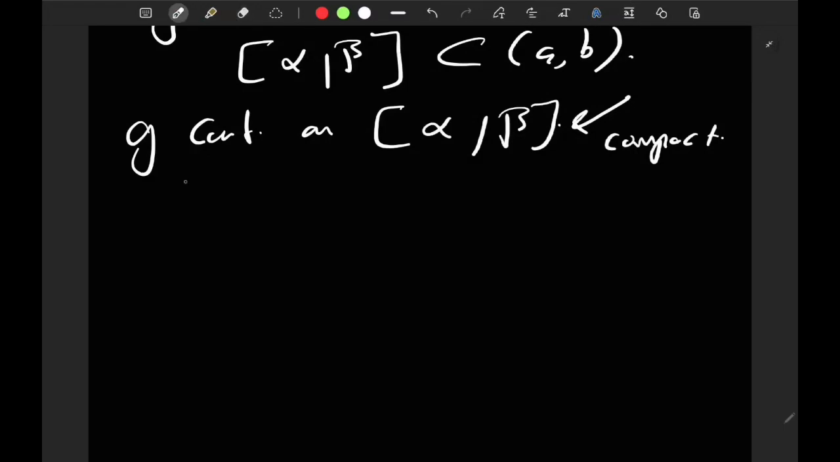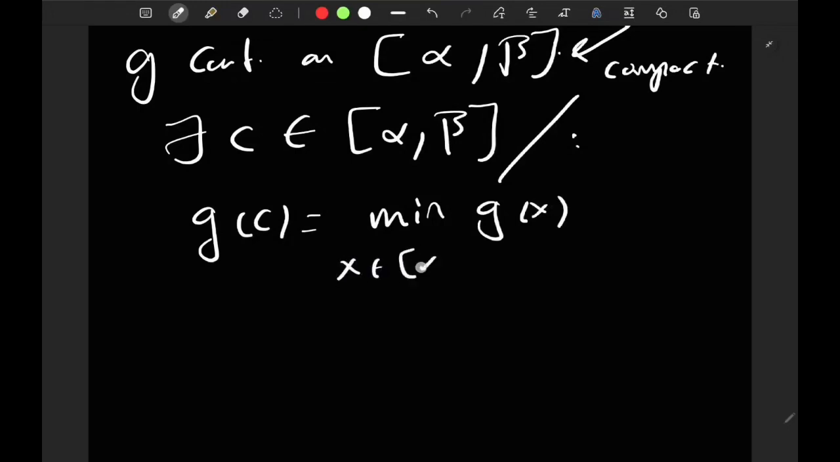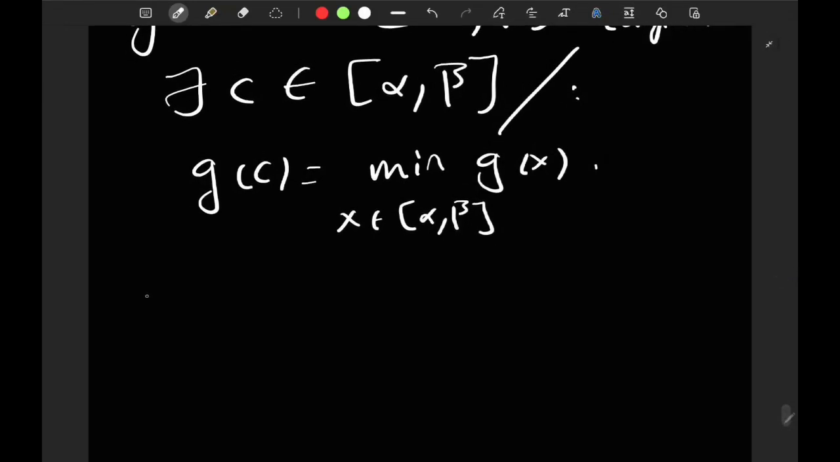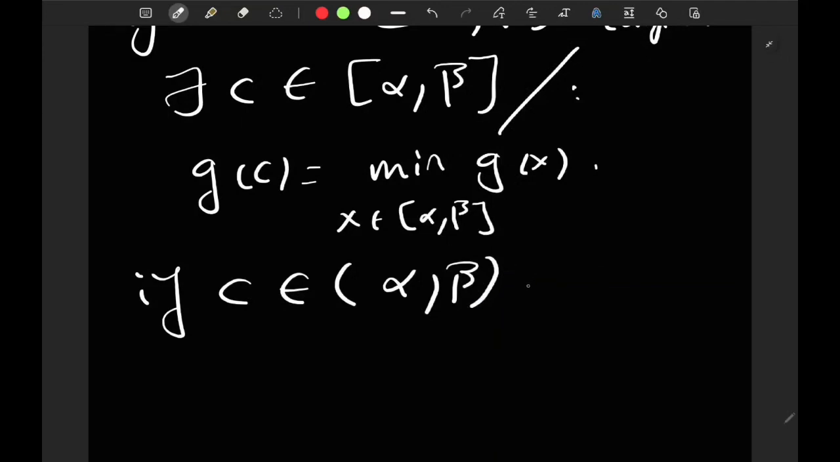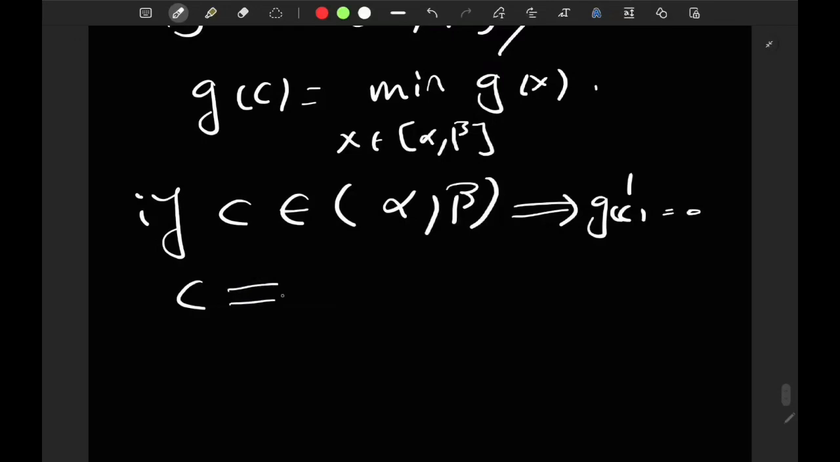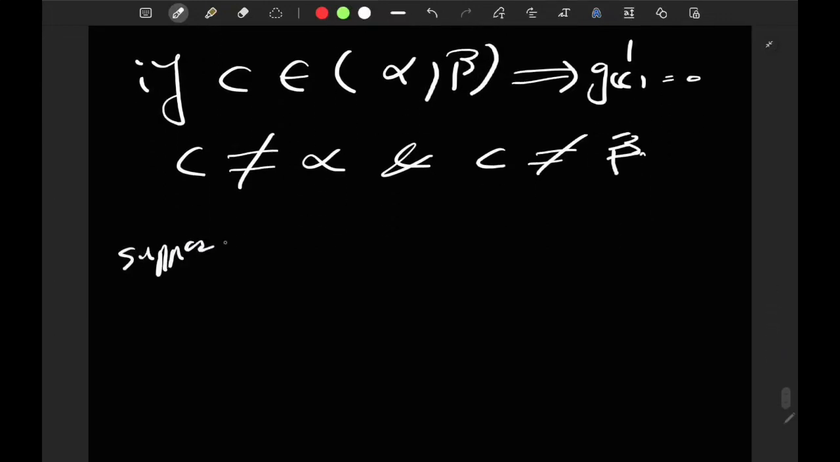So there exists some c inside the closed interval alpha beta such that g of c equals the minimum of g of x with x belonging to alpha beta. So if c lies inside the open interval alpha beta, then by what we did above, it follows that g prime of c is equal to 0, and we are done. Now let's try to prove that c cannot be alpha and that c cannot be beta. If we do that, then we are done. So suppose c equals alpha.